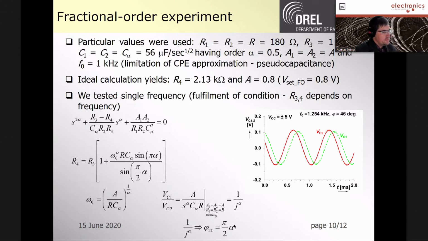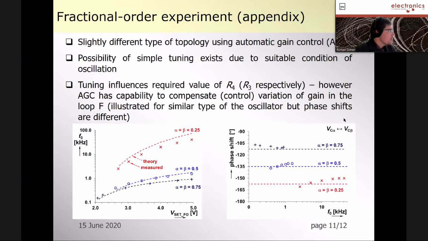It means that if we are selecting the order of the fractional order device, then we are also selecting the available phase shift between waveforms. In our case, the experimental results measured by oscilloscope yield this value of frequency. There is, I think, 15% of deviation, and a phase shift of 46 degrees. The phase shift best fits our expectations.